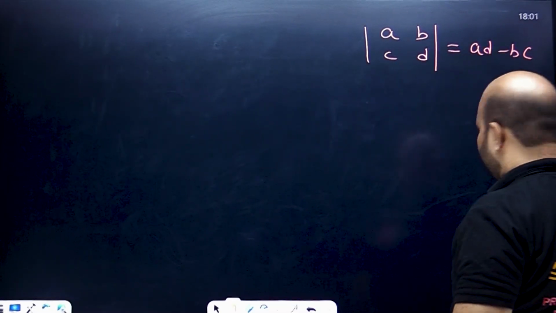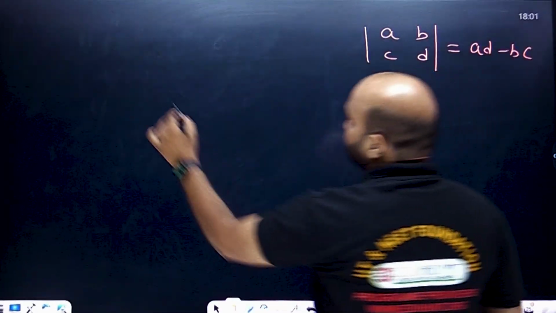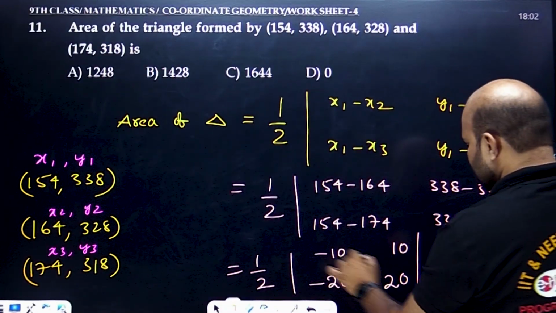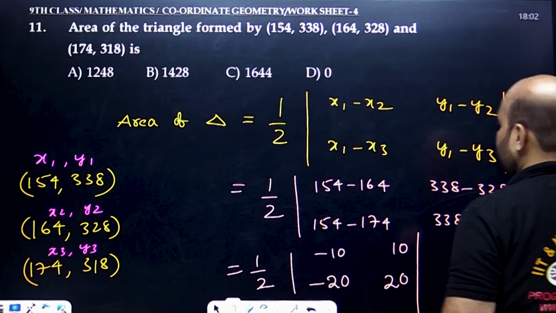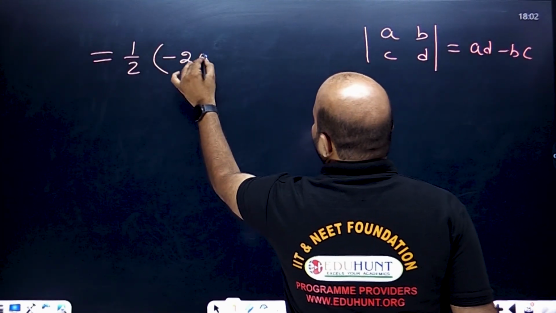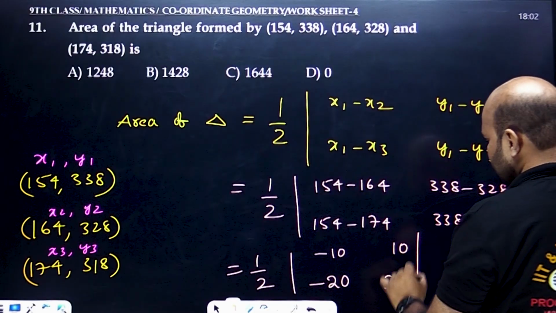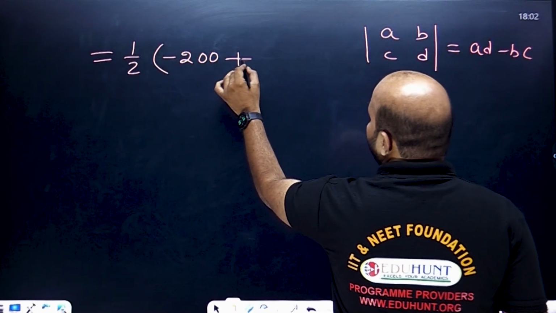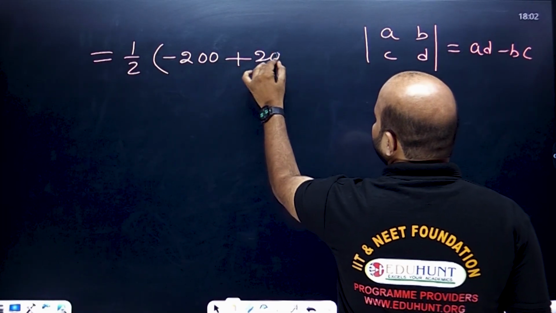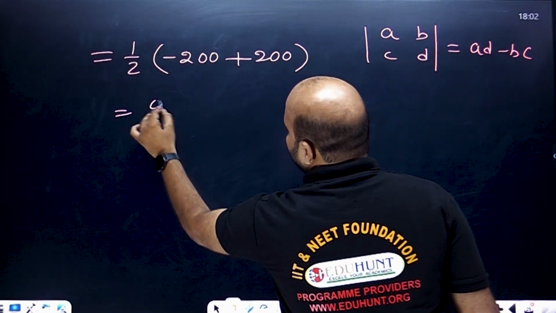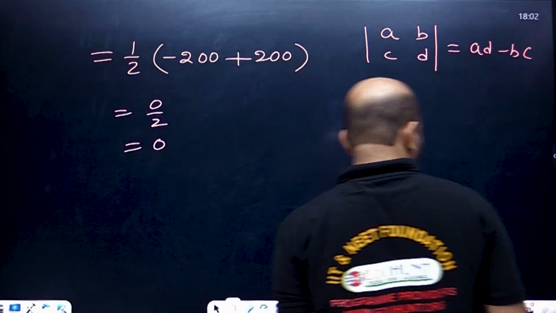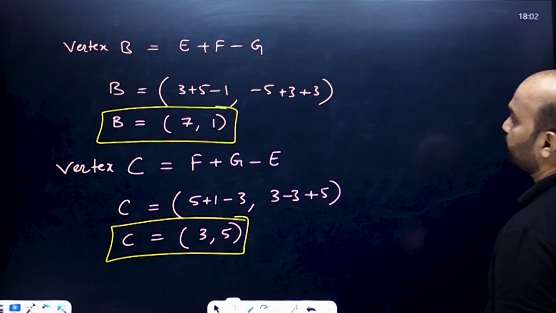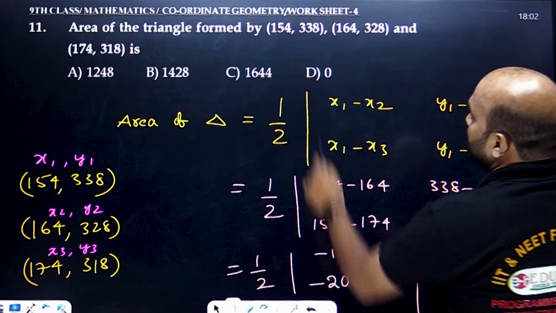So what is the AD value here? Half into AD, nothing but minus 10 into 20, minus 200. Minus 200 minus BC. What is the BC value? 10 into minus 20, that is also minus 200. But it will give minus 200 plus 200. So what is the value? 0 by 2, nothing but 0. So what is the answer? 0 is the right answer. Which option is the right answer? Option D is the right answer.